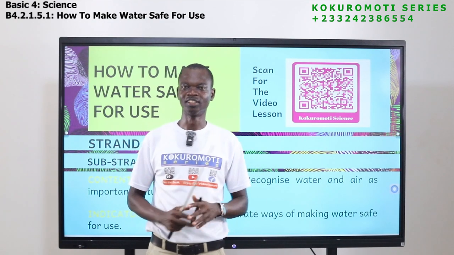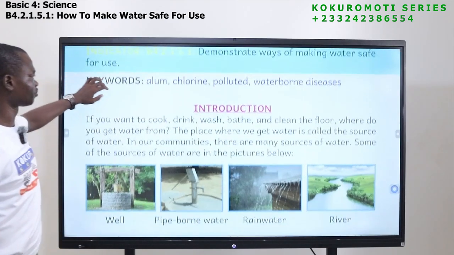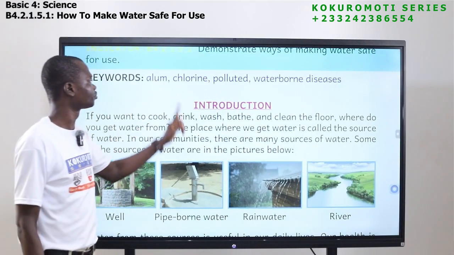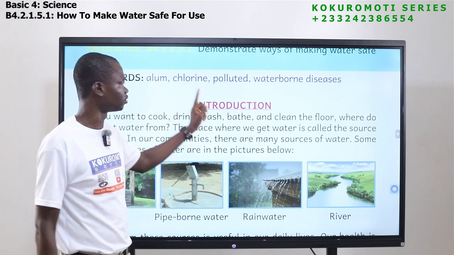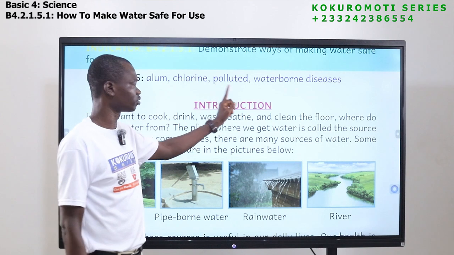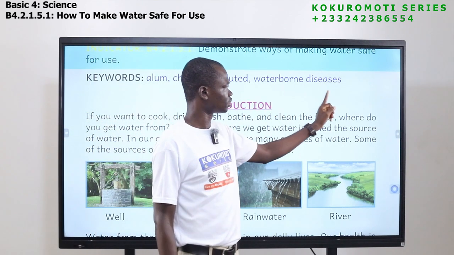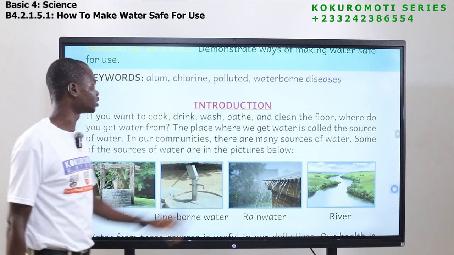Do you understand it? Okay, so let's look at the keywords. The keywords that we have here: alum, chlorine, polluted, waterborne disease. So these are the words that we are going to see.